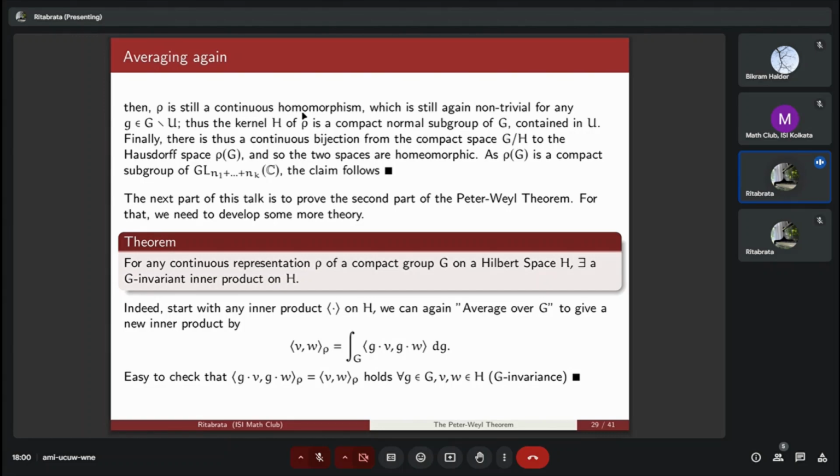So H is our kernel, and by our first isomorphism theorem, G mod H can be realized as a subgroup of GL of N1 plus dot dot dot plus Nk of C, where H is the kernel of the representation.